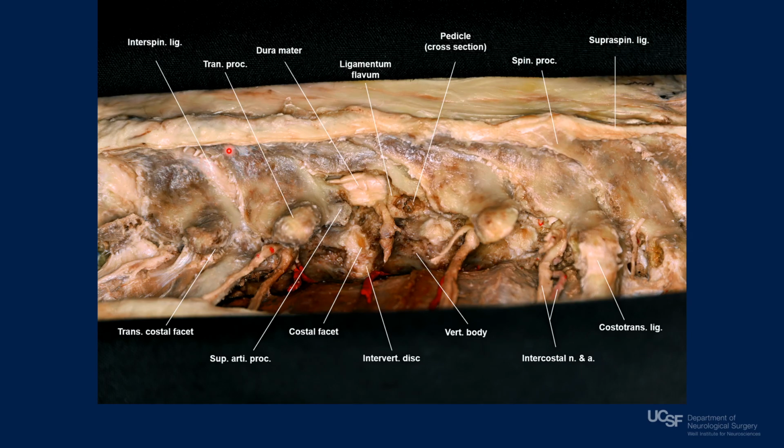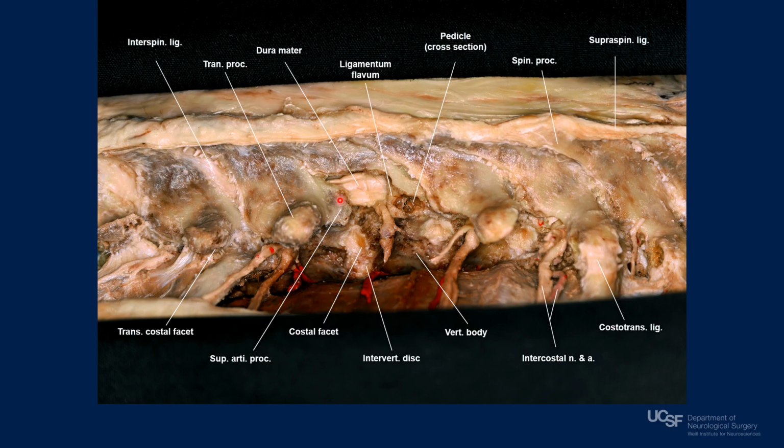We can identify the spinous processes that have a vertical projection and the laminae of this right side with a very, very small space between the laminae. We also see the transverse process, and if we remember, the transverse process has a facet for the articulation with the body of a rib, and this facet in between we're going to find costotransverse ligament.